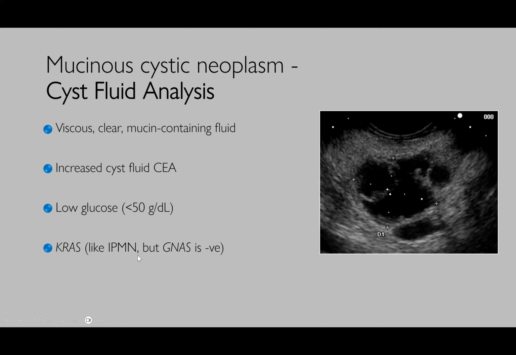Unlike IPMN, these do not have GNAS mutations, something that is important to keep in mind. I constantly talk about mucinous versus non-mucinous lesions because non-mucinous lesions do not have malignant potential. I mean, they do not turn into malignancy. They are not pre-malignant, while mucinous lesions are pre-malignant. And that's why we always try to differentiate one from the other.